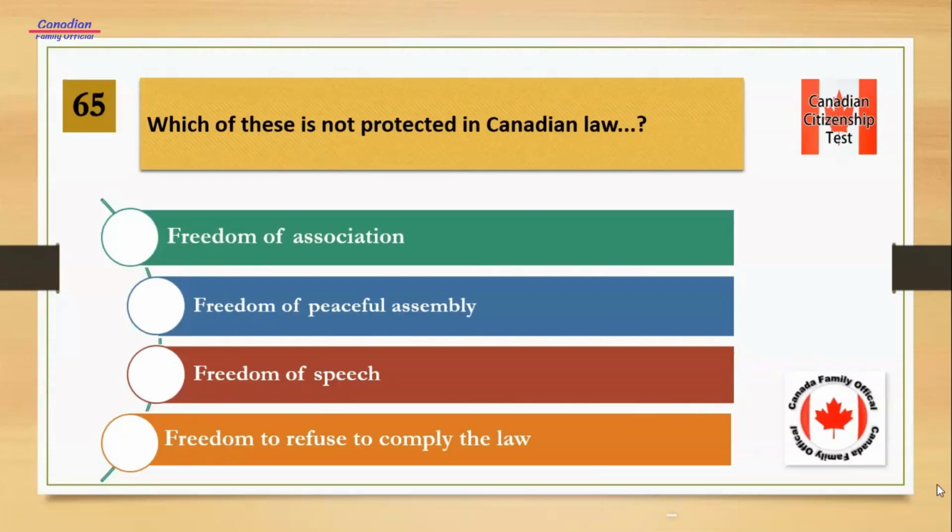Which of these is not protected in Canadian law? Number 1 Freedom of association. Number 2 Freedom of peaceful assembly. Number 3 Freedom of speech. Number 4 Freedom to refuse to comply with the law. And the answer is freedom to refuse to comply with the law.